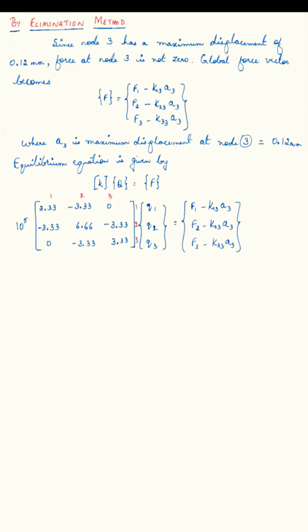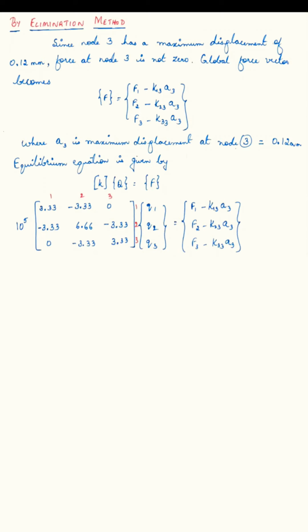We will obtain the equilibrium equation also in terms of the force vector that we just formulated. The global stiffness matrix remains the same, the global displacement vector remains the same, but since node 3 is free to move, the force acting at node 3 will be different than 0. Hence we will consider the modified global force vector. With this we apply the elimination method.